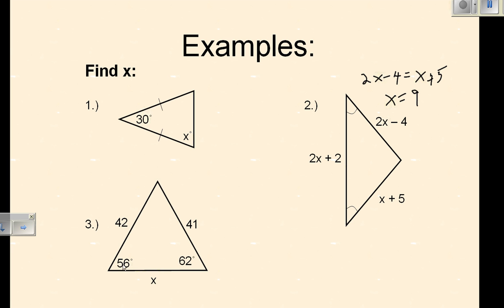And the last one, we have a 56 and a 62. Well, we add those together and get 118 for the two of those added together, and we subtract from 180. Oh boy, this writing instrument's not working so well. So we get 62 degrees for the last angle, which tells us that we have an isosceles triangle. If these two are equal, then they're the base angles, and the sides across from them are equal. So the 42 is equal to x. So x equals 42. That's it.